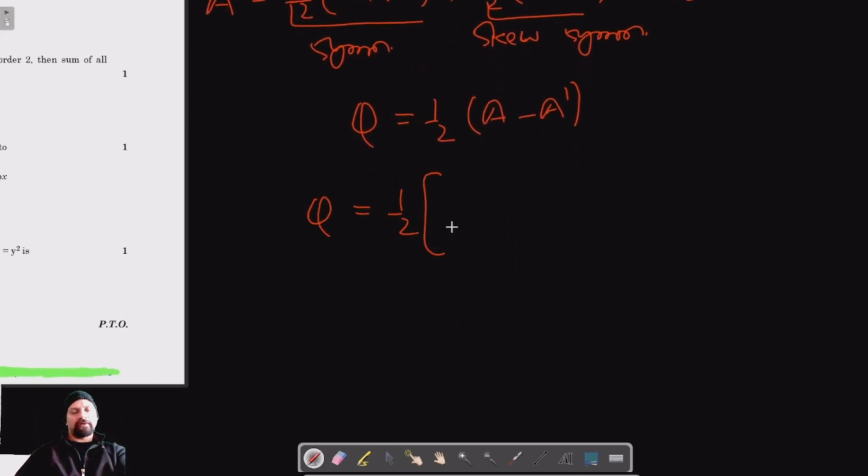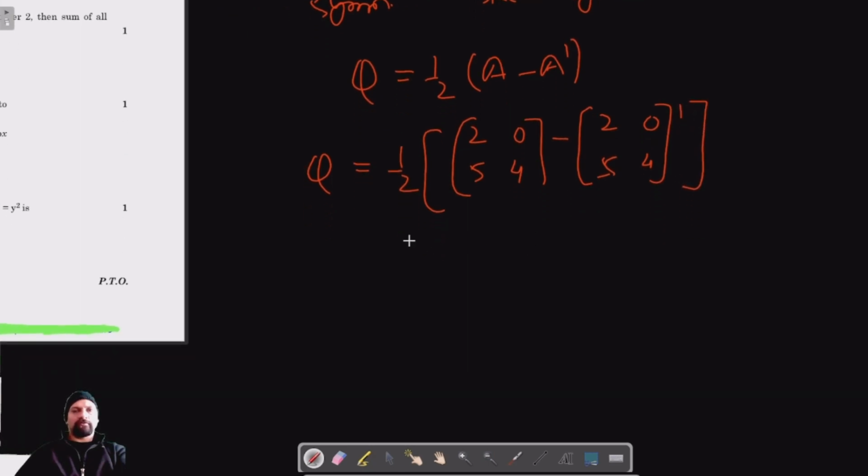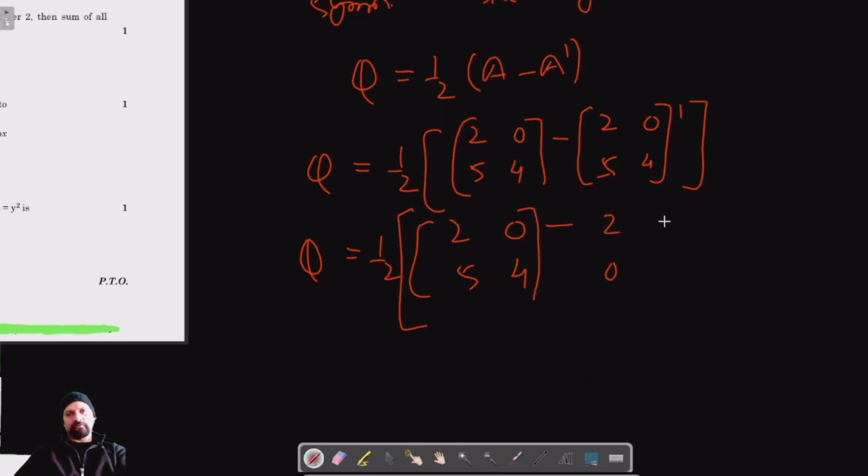So this is half, and A is [2 0; 5 4], minus the transpose of A. So Q is equal to half of [2 0; 5 4] minus, now the transpose is [2 5; 0 4]. Convert the rows into columns.